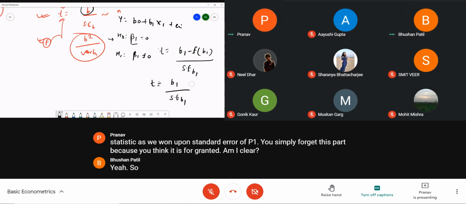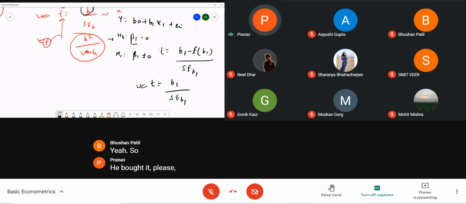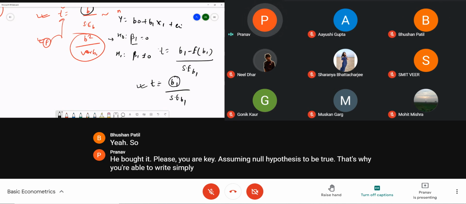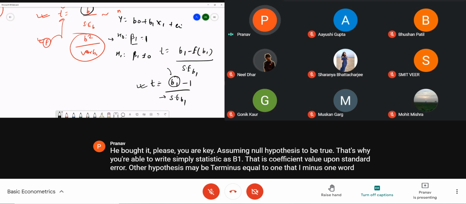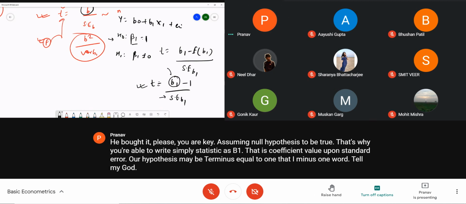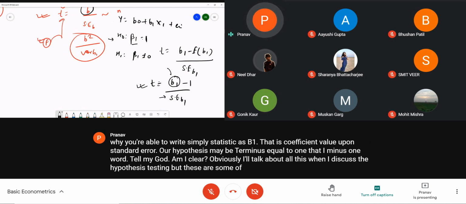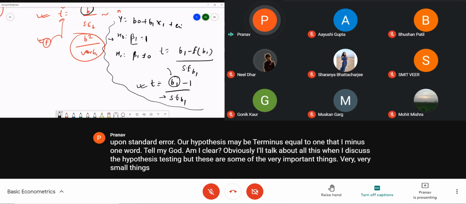Yes, sir. ये बातें प्लीज याद रखिएगा कि assuming null hypothesis to be true, that's why you are able to write simply statistic as B1, that is coefficient value upon standard error. अगर ये यहाँ पे hypothesis में beta 1 is equal to 1 रहता है, यहाँ पे ये -1 वाला term आएगा. Am I clear? Obviously, I'll talk about all this when I discuss the hypothesis testing, but these are some of the very important things, very small things which must be clear to all of you. Is this clear?